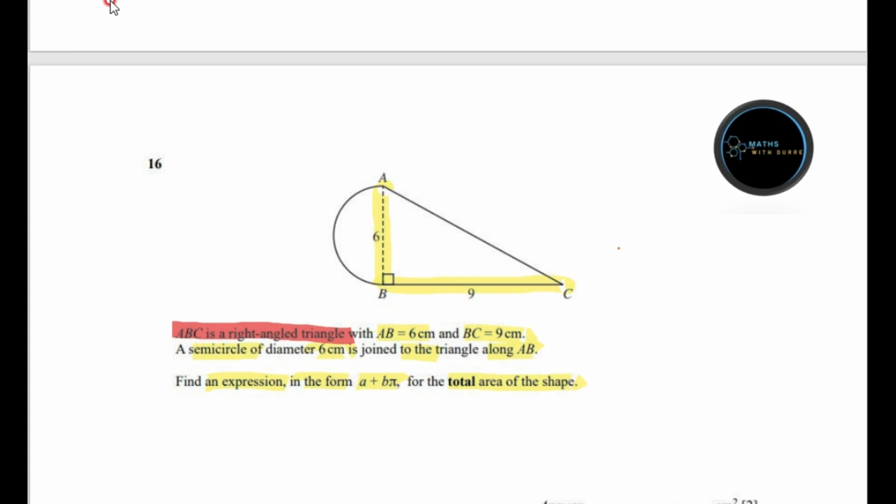We need to identify first thing. How many shapes are in this compound shape? First one is a semicircle and another one is a triangle. So means we need to calculate the area of this semicircle and area of this triangle, and then we will add them up. Let's take a start. So I will start writing from here.